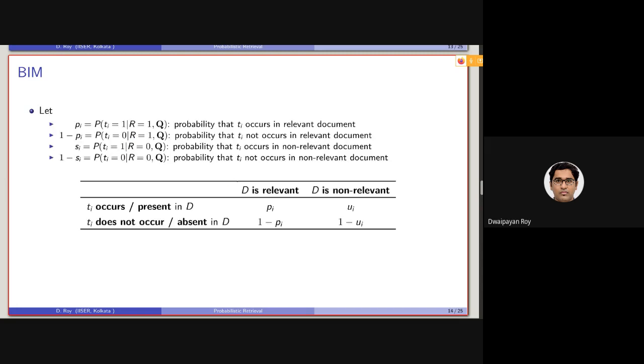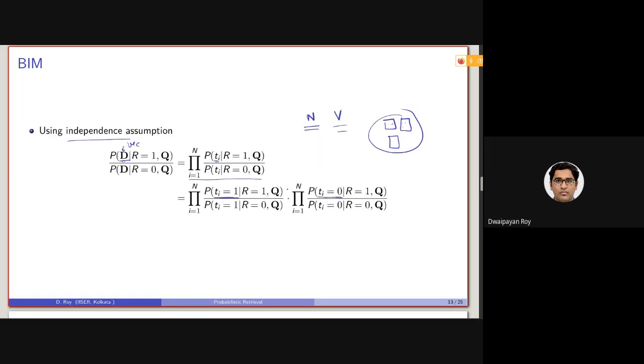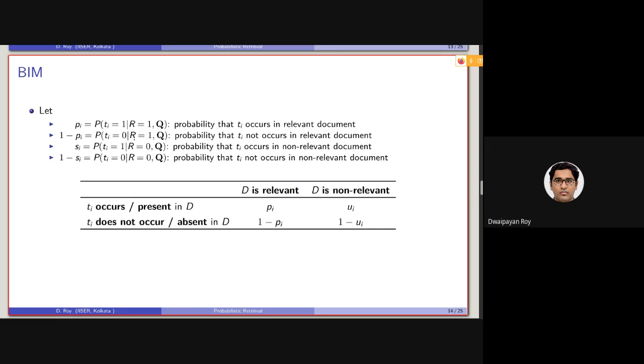So if we replace this thing, that is the probability that the term Ti is occurring in the relevant document, by Pi, the corresponding 1 minus Pi will be the probability that Ti is not occurring in the document, that particularly the relevant document, considering R equals 1. So it will be basically 1 minus Pi.